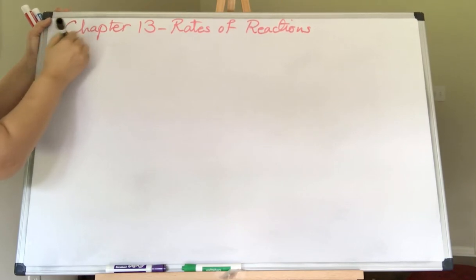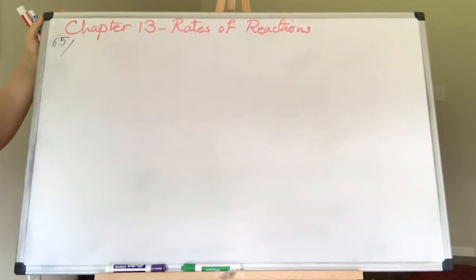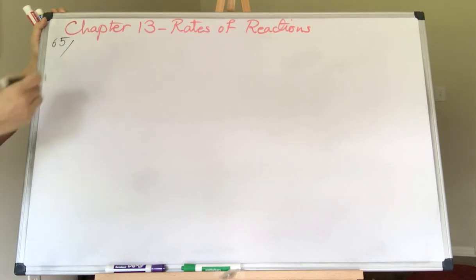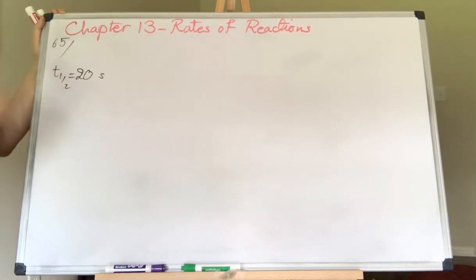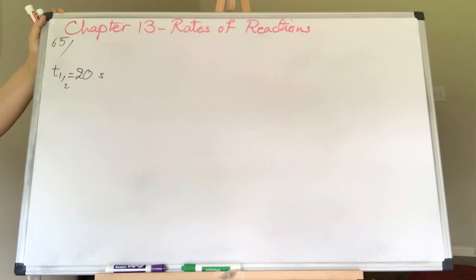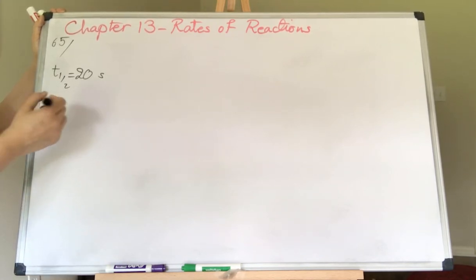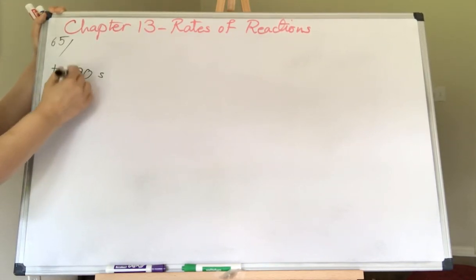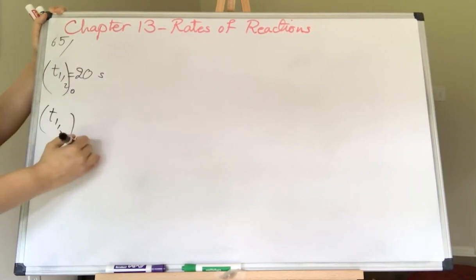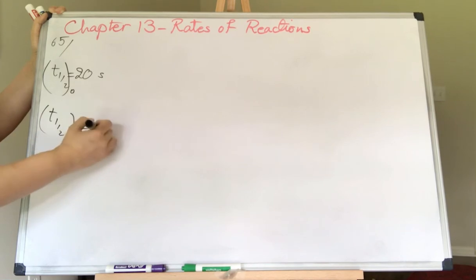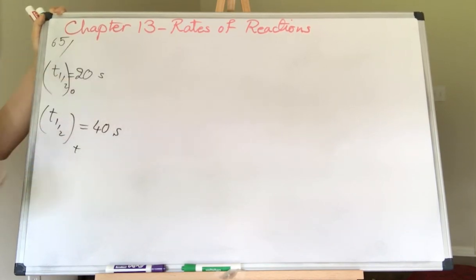Slide 65. Let's see what the question is saying. It's a concept check. A reaction believed to be either first order or second order has a half-life of 20 seconds at the beginning of the reaction, but a half-life of 40 seconds sometime later. At the beginning the half-life is 20 seconds, but the half-life changes to 40 seconds. What is the order of the reaction?